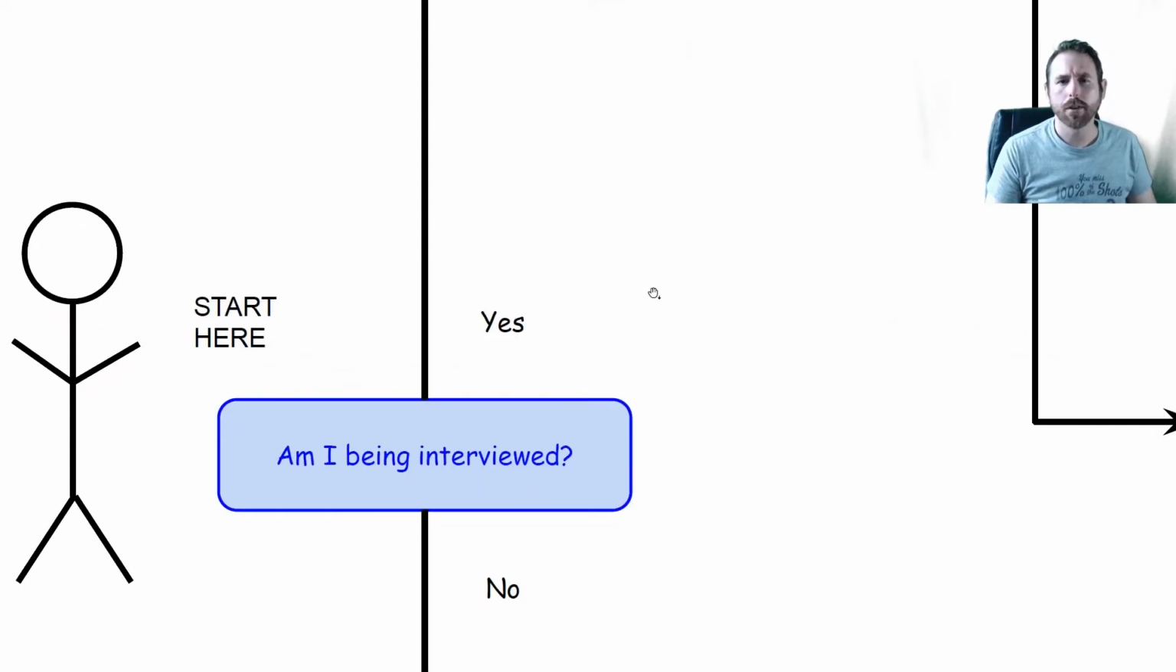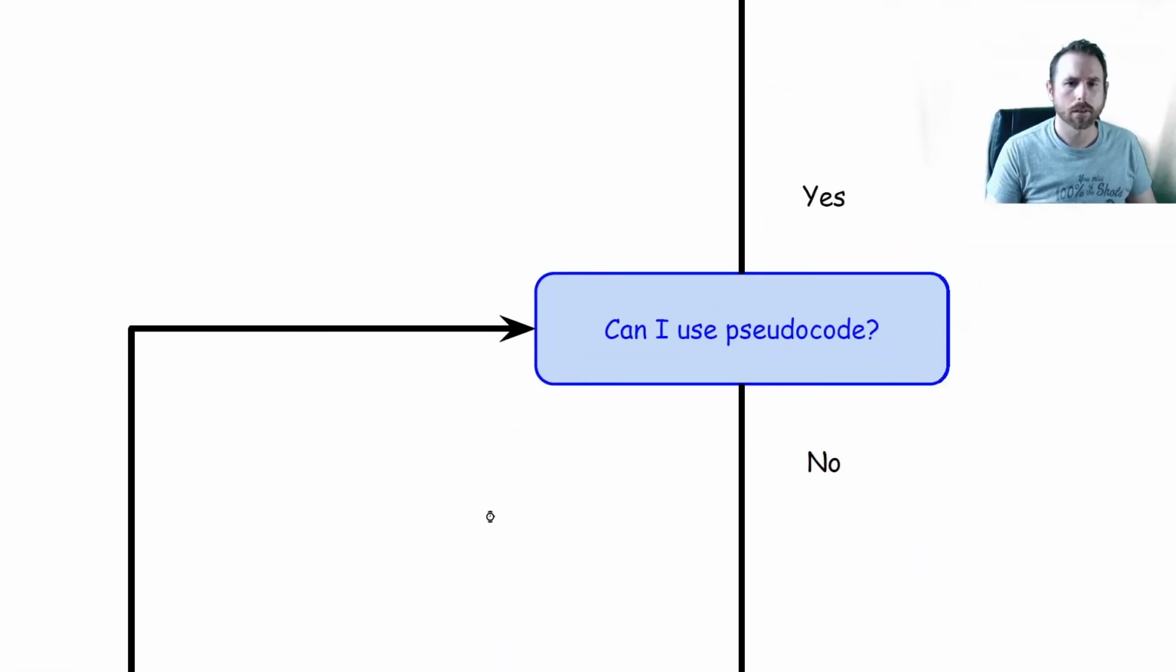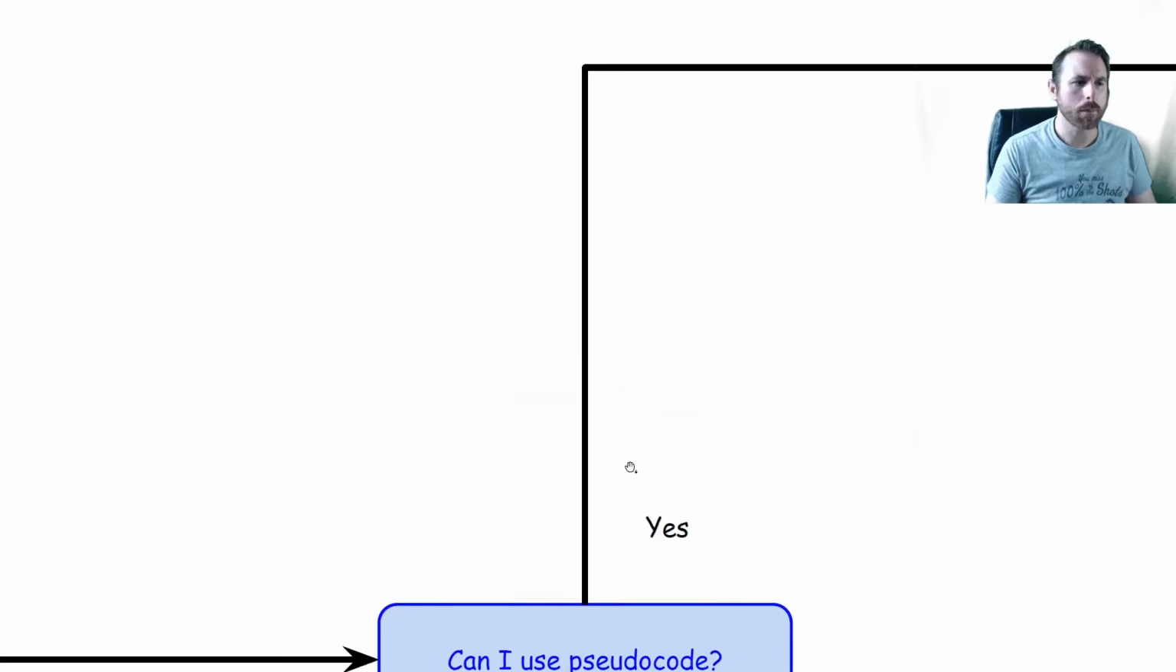If you're being interviewed, your options are more limited, as are your resources. The first thing to know is to never ask what language or languages the interviewer is looking for. Instead, always write in pseudocode. This has a number of advantages.